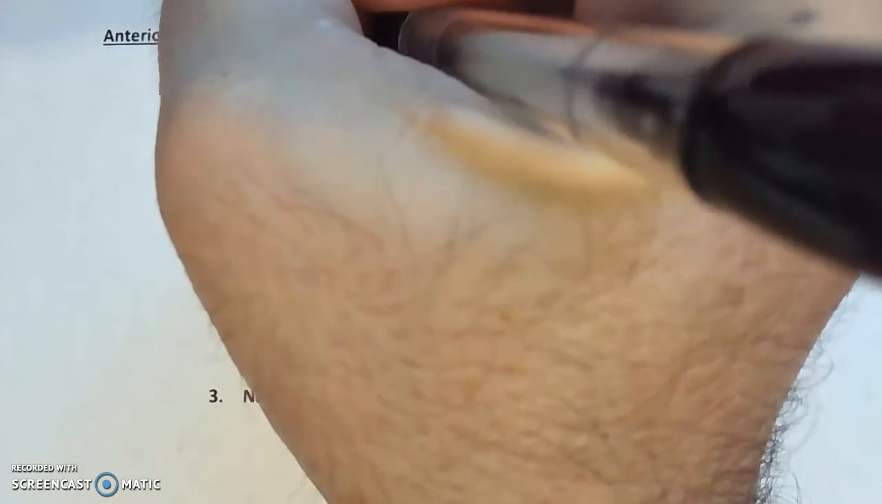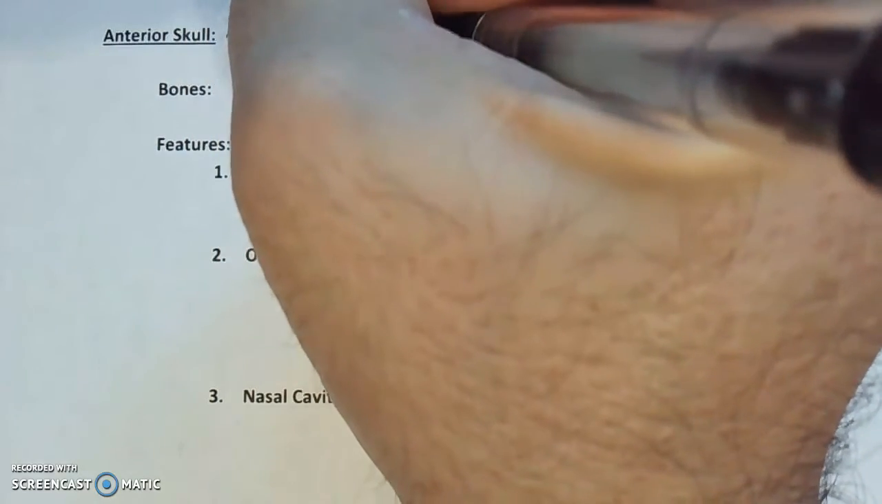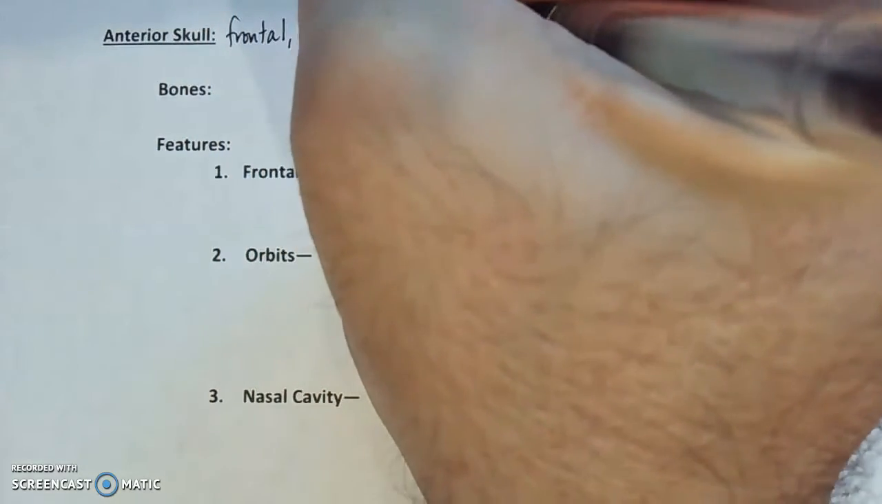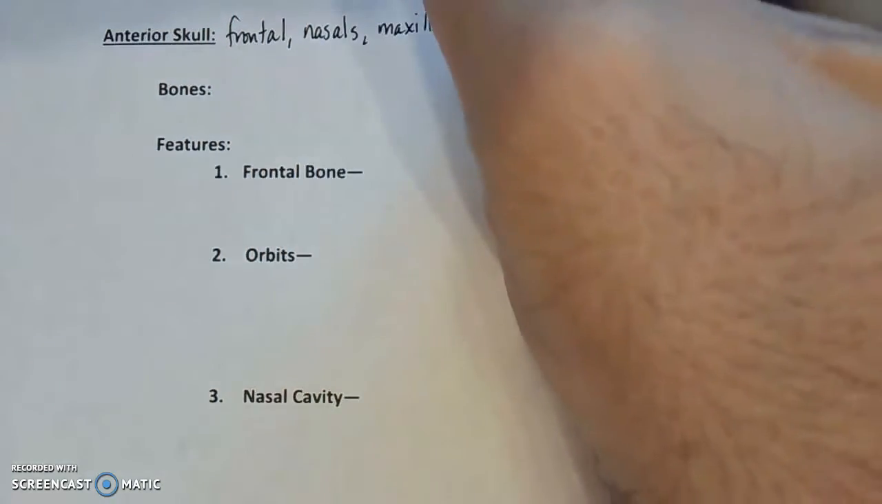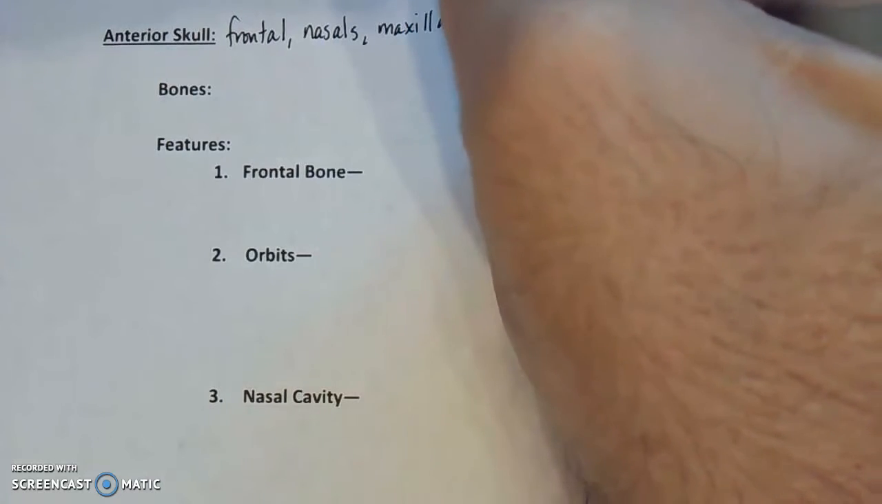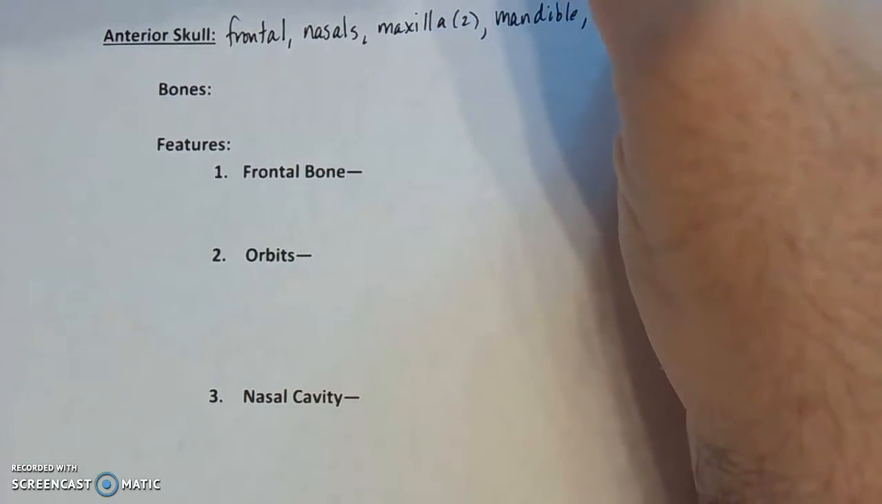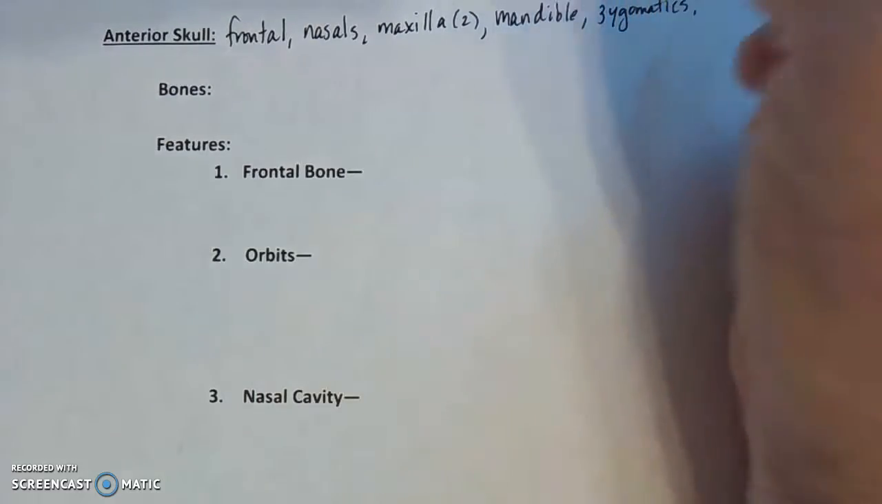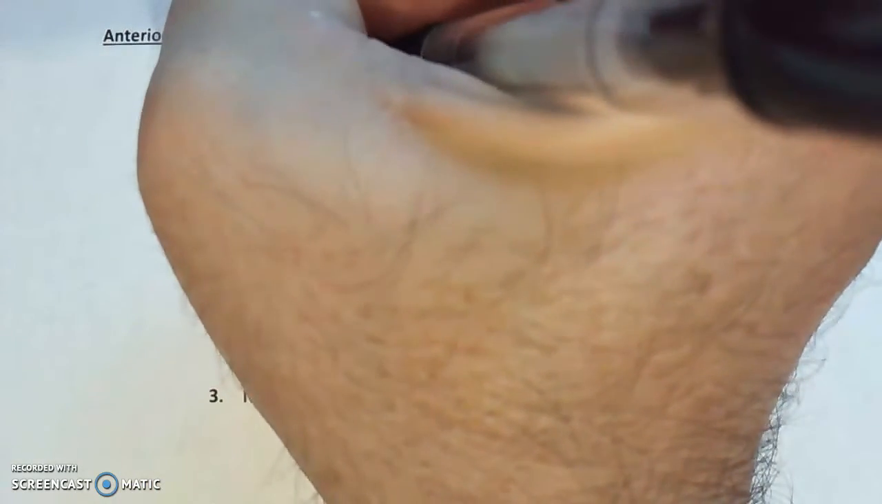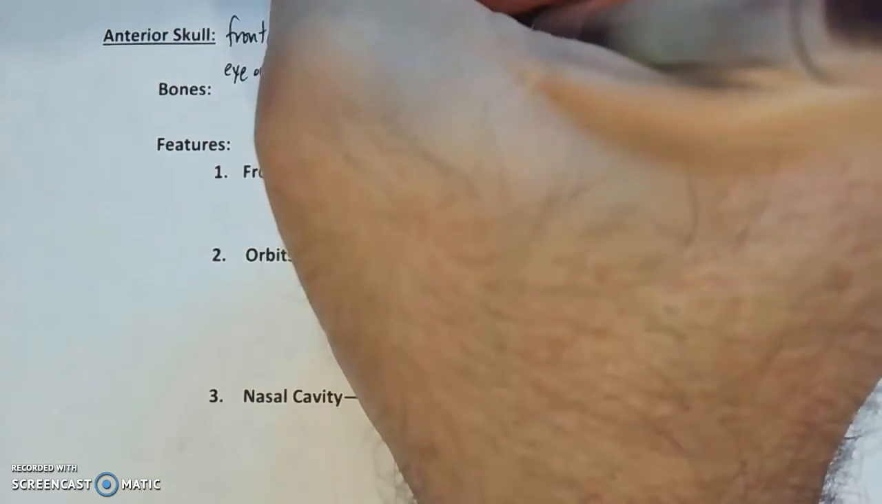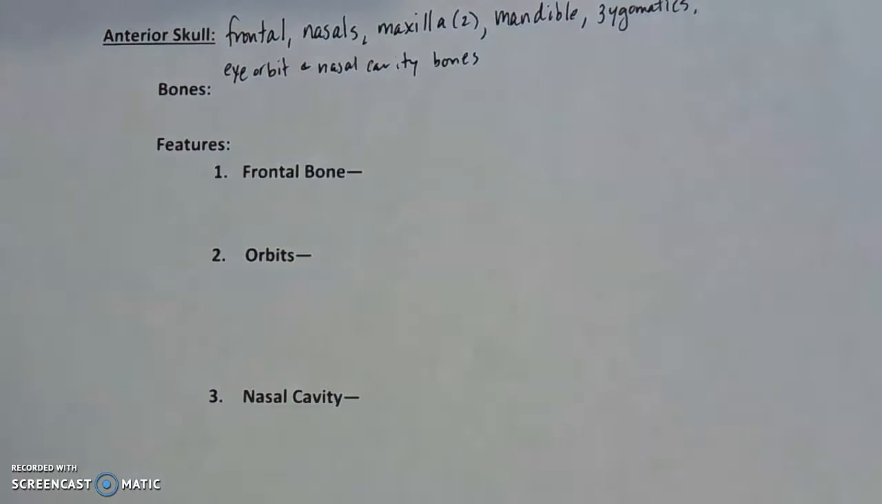So we have the frontal, the nasals, the maxilla. There's two of those. We have the mandible, the zygomatics, and the eye orbit bones and nasal cavity bones. And we'll talk about them a little bit more in depth.